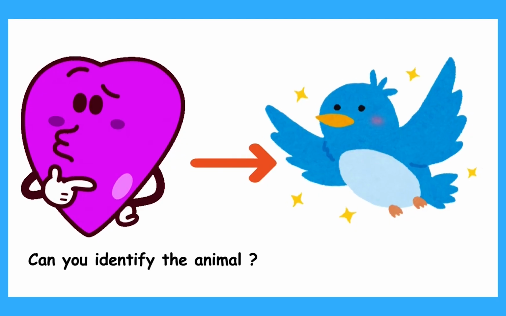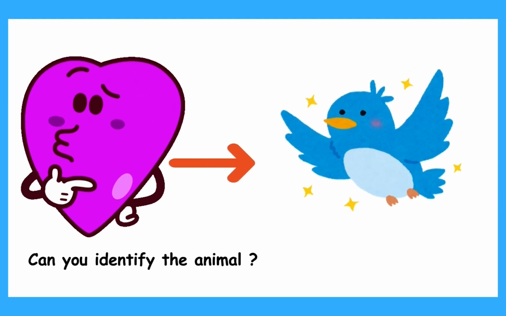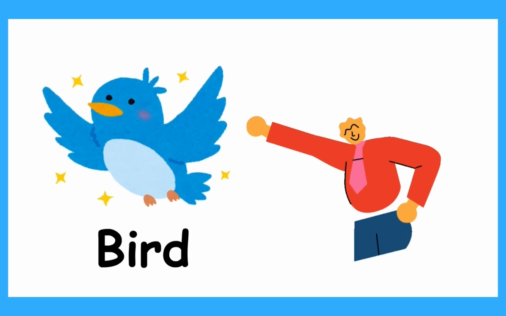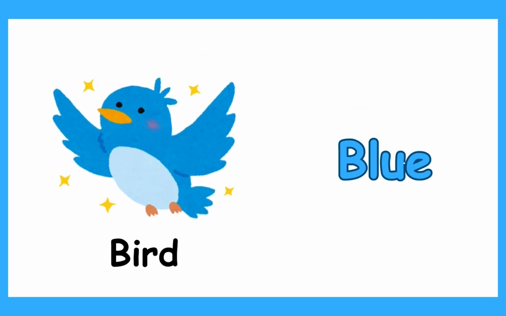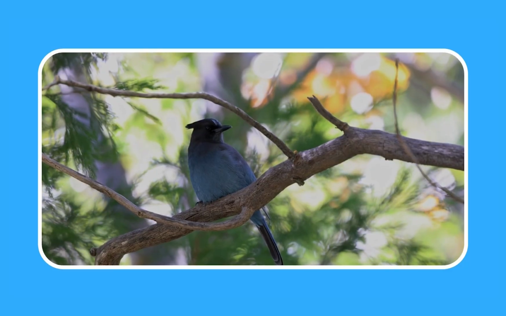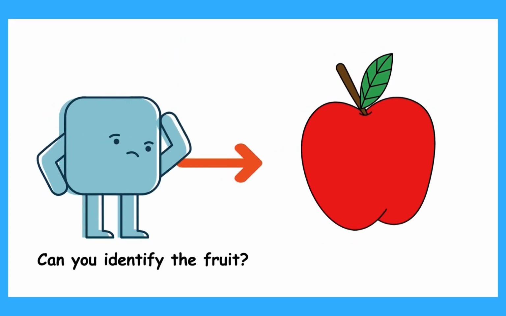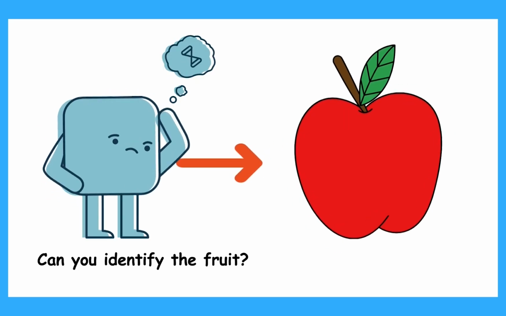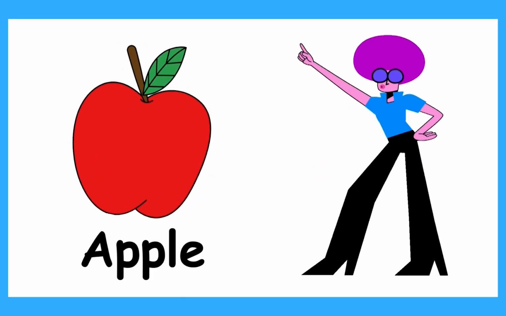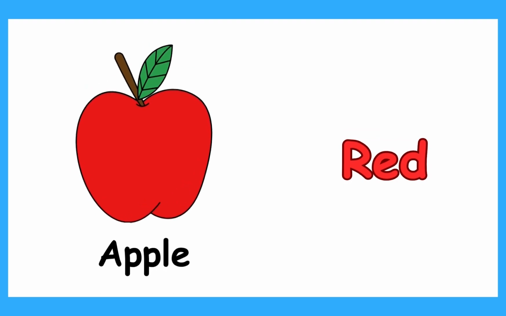Blue. How about that one? Can you identify the animal? Yes, that is a bird. Correct. And the bird is color blue. Red. Can you identify the fruit? What is it? An apple. You're right. Very good. An apple is color red.